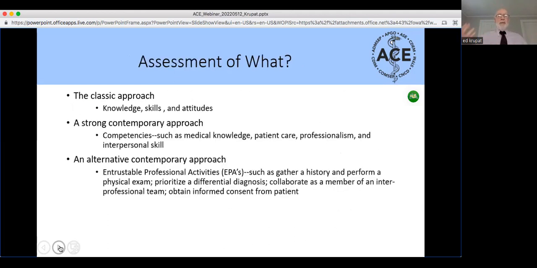Next thing, let's move on and say assessment of what? Well, you know, the classic approach is knowledge, skills, attitudes, KSA. It usually goes up on the blackboard. And it's still a very useful way of thinking in general about what we assess. What do students know? What can they do? And what are their attitudes?